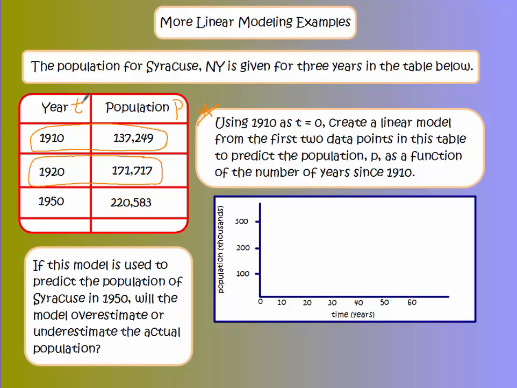So we have data points, T comma P, okay? So 1910 comma the population over here, 137,249. But it's telling me instead of using 1910, we're going to call that 0. So let's look down here at this table. We're going to look at 0 as the year 1910. Okay? So let me write that underneath, just so we keep this straight. 1910 is going to be at 0 here. And at that point, the population is 137,000. So a little bit less than 150, a little bit less than halfway, so about right here.